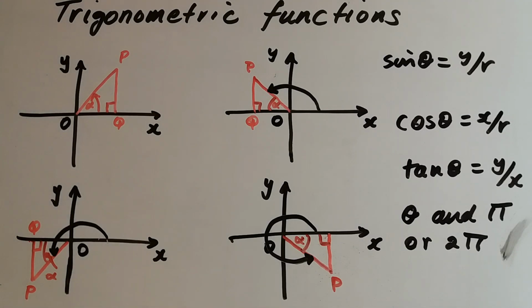And the value of alpha for a specified value of theta is the difference between theta and pi or 2 pi, and for larger angles, multiples of 2 pi.